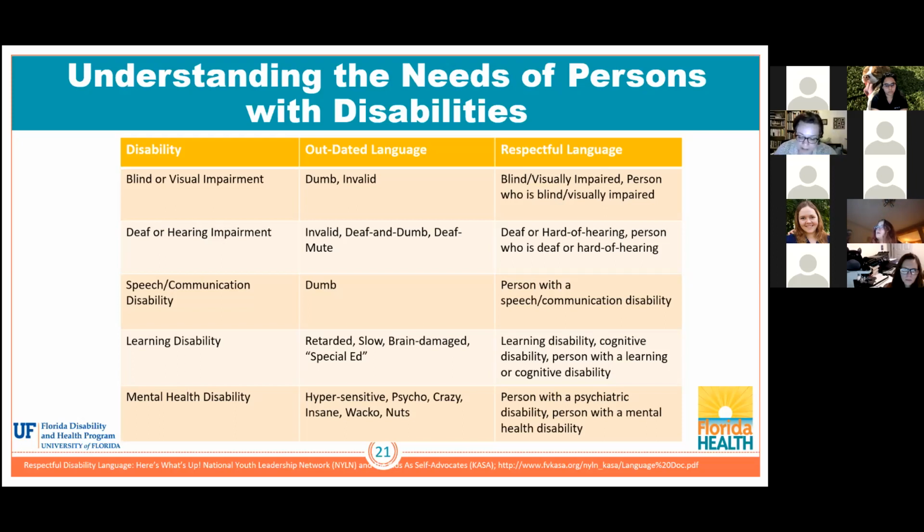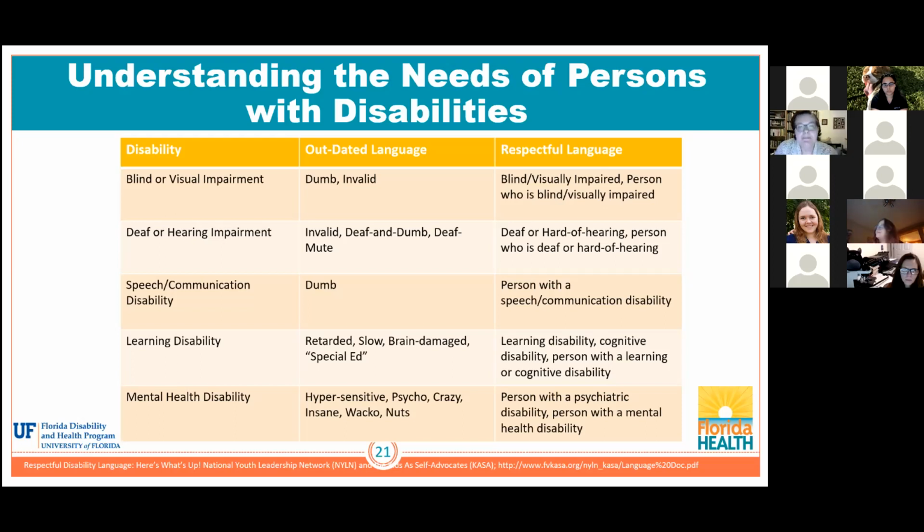So when you think about updating your language, the other thing we want to really think about before we move on to some of these other terms is to think about talking about a person with a disability as well as talking to a person with a disability, and how we do that respectfully.